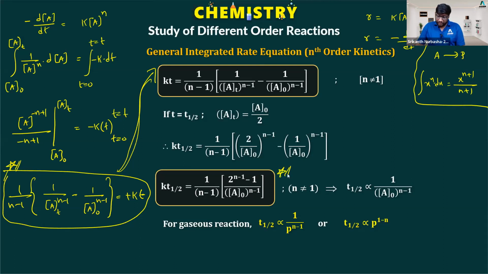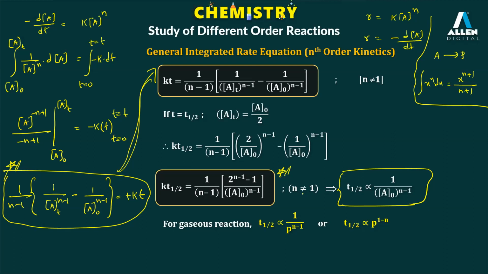So t half is inversely proportional to concentration of A naught power n minus 1. Understand this point carefully. Here also n should not be equal to 1. If n is equal to 1, what is our formula? What is the issue? T half would be 0. If n equal to 1, this t half would be 0 or infinite?